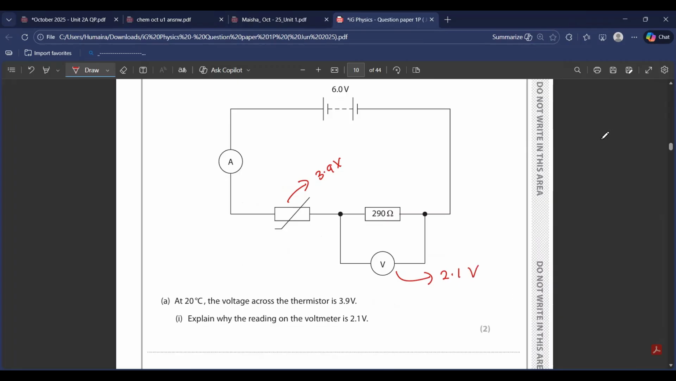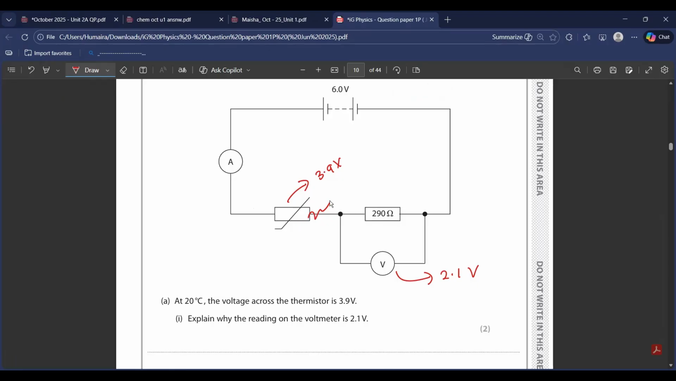As you can see, this is a series circuit, right? So in a series circuit, the current is always the same at all places in the circuit. If for example the current is X, the current will be X here, here, here, and here. It does not change. But the voltage is always shared among the components. For example, here are two components, a thermistor and a fixed resistor. So it will be shared among these two.